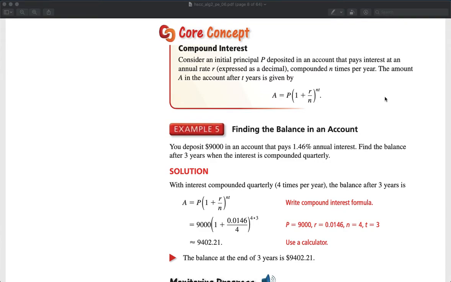Today we're going to be talking about compound interest. I know that a lot of you have a lot of questions. Please wait for my messages on Schoology so that we can get in contact.